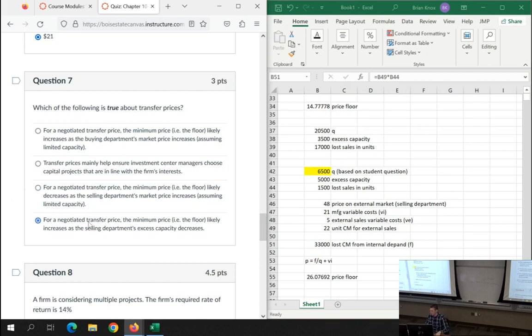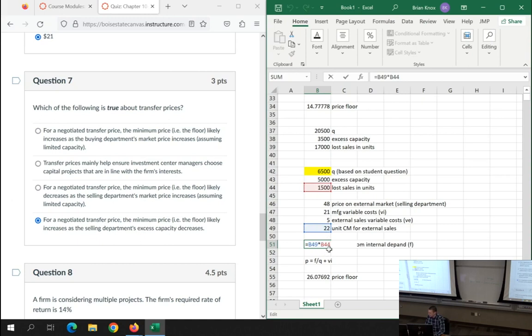Okay, so this last one by process of elimination has to be right. For a negotiated transfer price, the minimum price, i.e. the floor, likely increases as the selling department's excess capacity decreases. Okay, so similarly, in calculating F, we have two things that are being multiplied by each other: the lost sales times the contribution margin per unit.